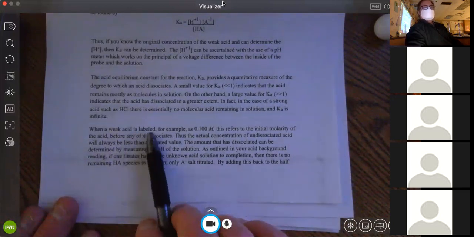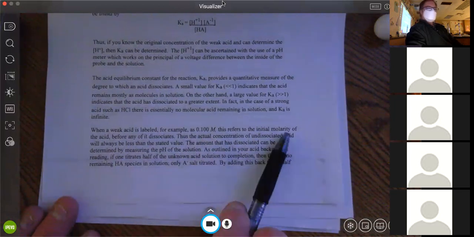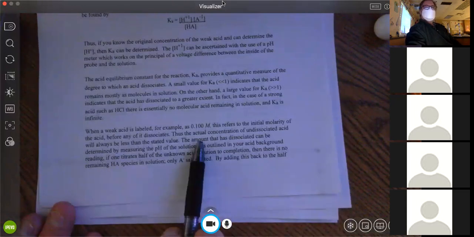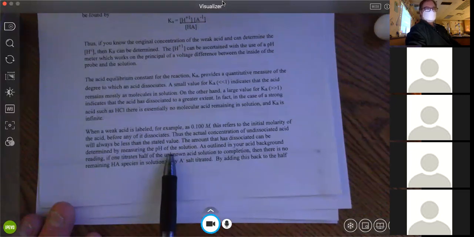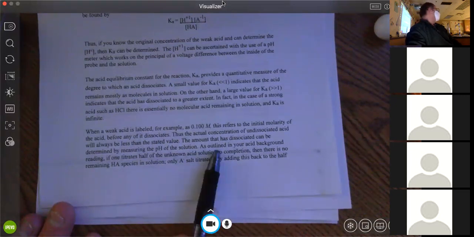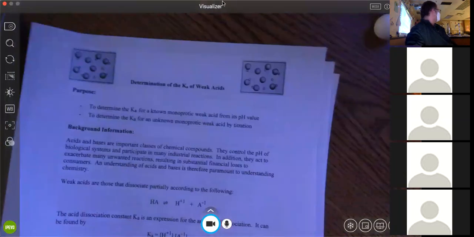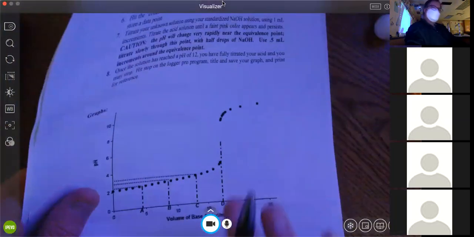When a weak acid is labeled, for example, 0.100, this refers to the initial molarity, right? That's the initial molarity. The amount that it's dissociated can be determined by measuring the pH of the solution. And basically, we're going to measure that pH over and over again every 1 milliliter until we get to where we see a big change. And then we're going to measure it every 0.5 milliliters. That way we can get a graph that looks like this.